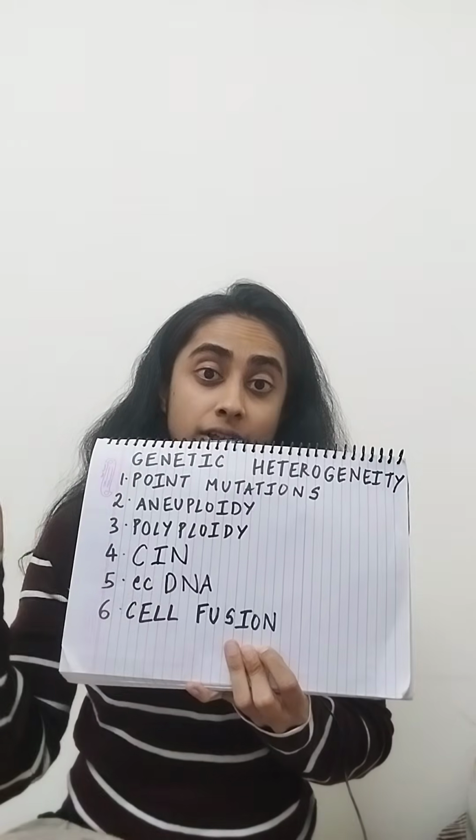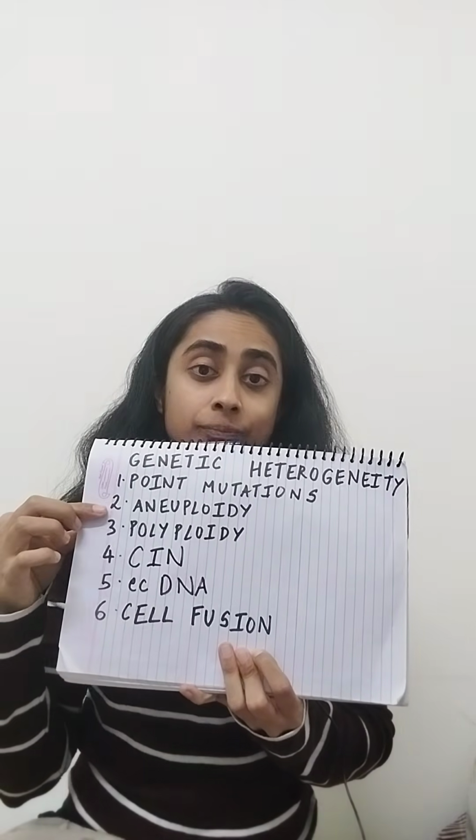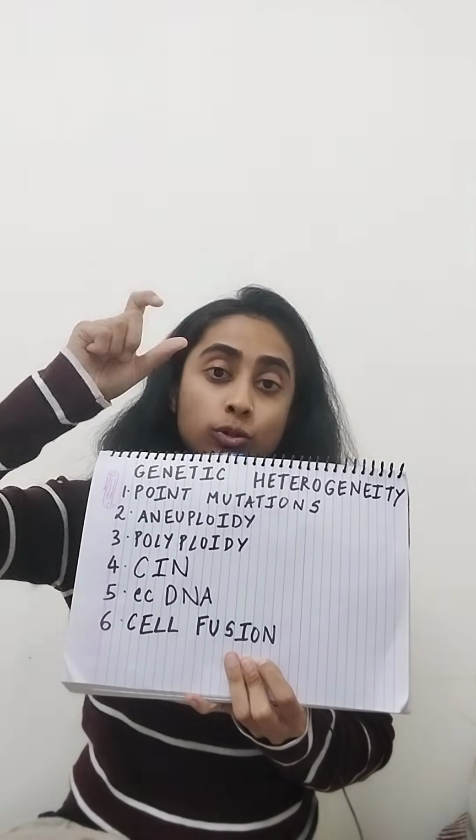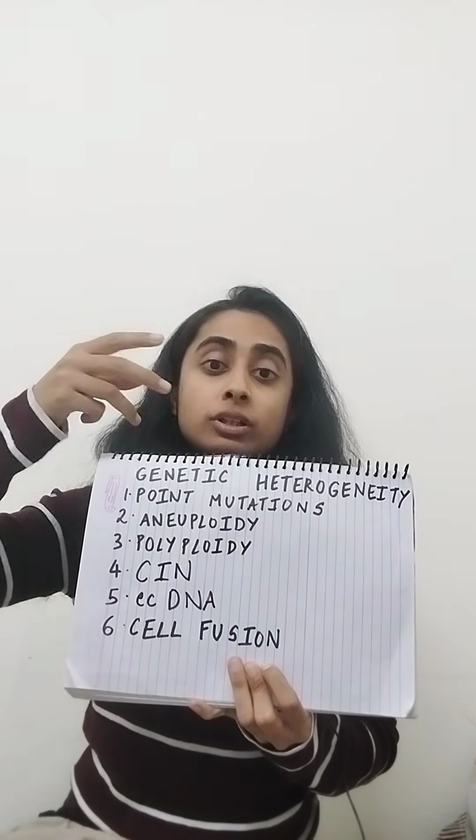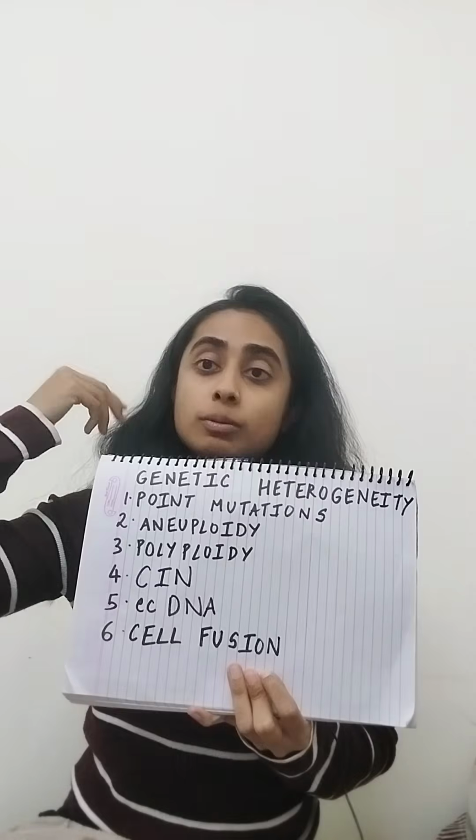The second reason of genetic heterogeneity is aneuploidy. Aneuploidy is when a chromosome number is either more than 2 or less than 2. If it's more than 2, it's trisomy. If it's less than 2, it's monosomy.